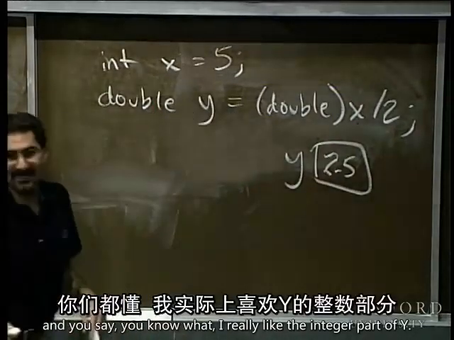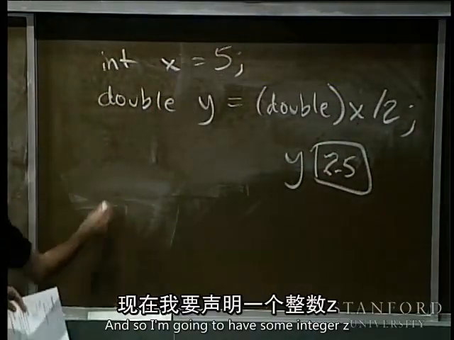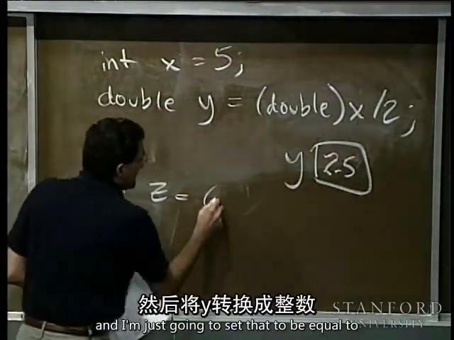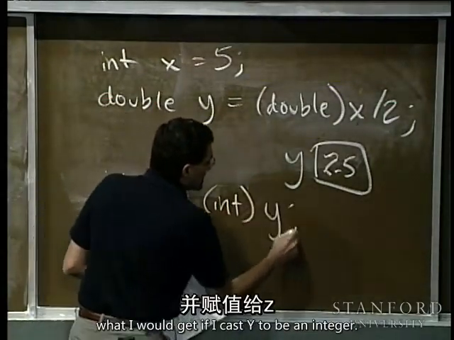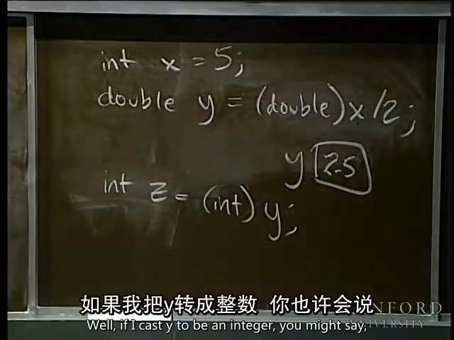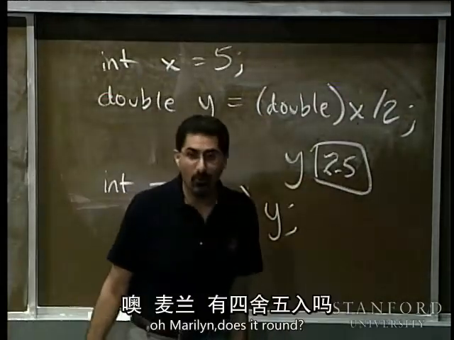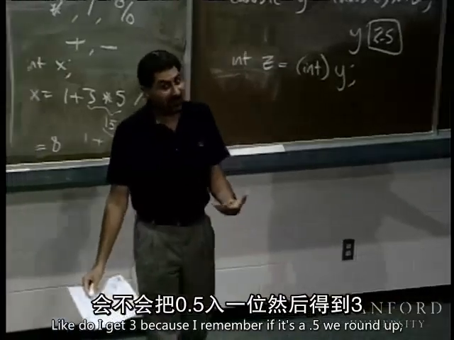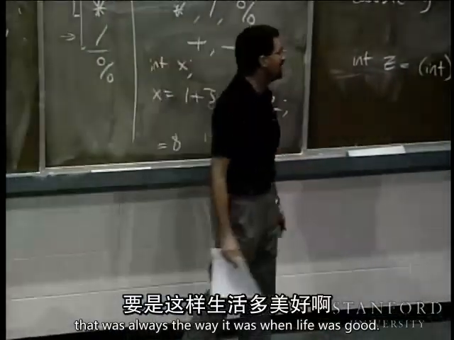And you say, you know what, I really like the integer part of y. And so I'm going to have some integer z, and I'm just going to set that to be equal to what I would get if I cast y to be an integer. Well, if I cast y to be an integer, you might say, oh, does it round? Like, do I get 3? Because I remember if it's a 0.5, we round up. That was always the way it was when life was good.